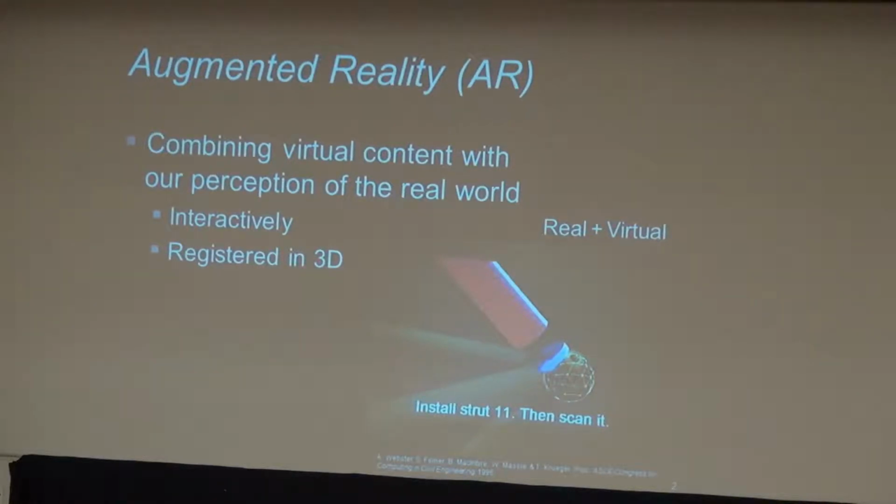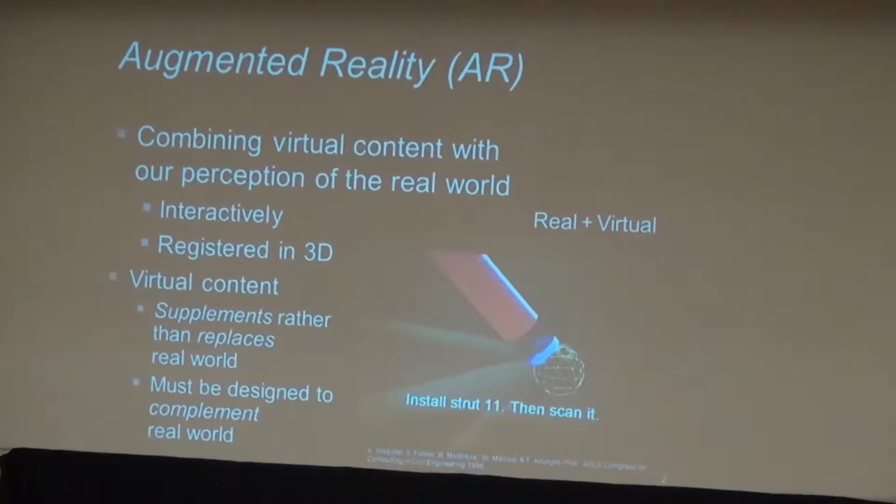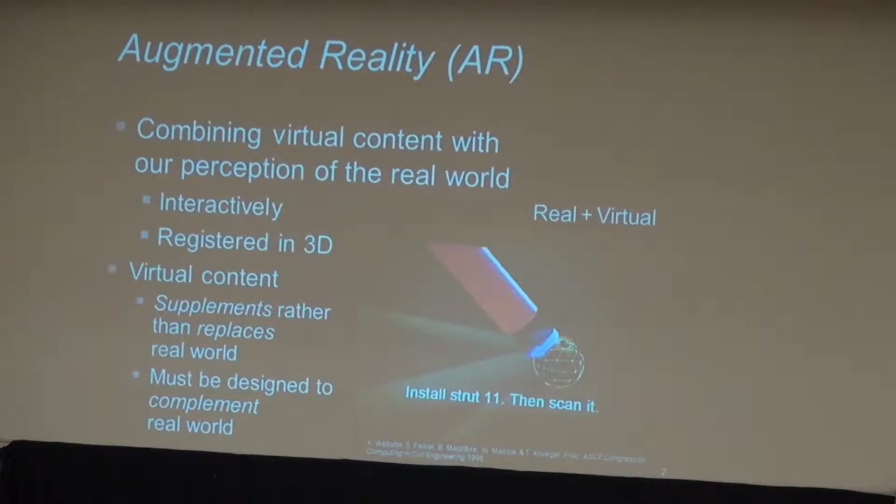So, combinations of virtual stuff with real stuff done interactively and done in a way in which the virtual things are geometrically aligned with physical things. Now, there's two really interesting consequences of this. One of them is that by making virtual content that supplements rather than replaces the real world, we need to pay attention to the real world. Okay? Basically, we're not ignoring it, we're celebrating it. And if we don't pay attention to it, we produce combinations that are going to be ineffective.